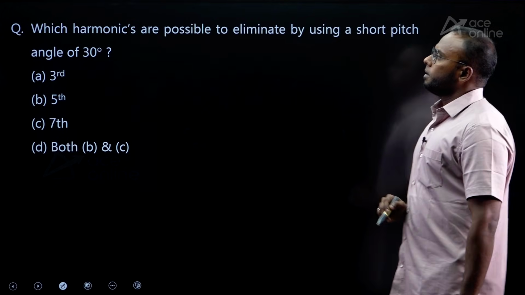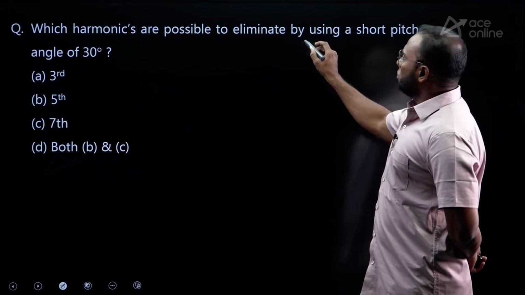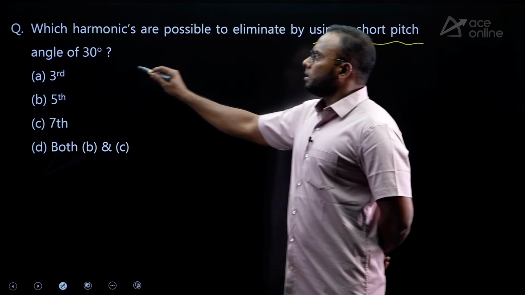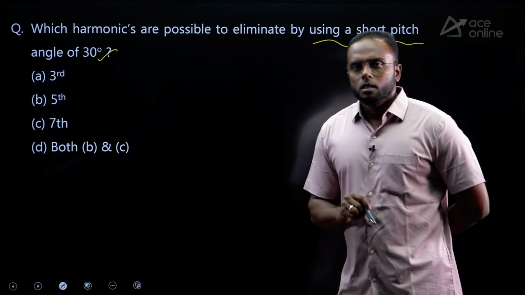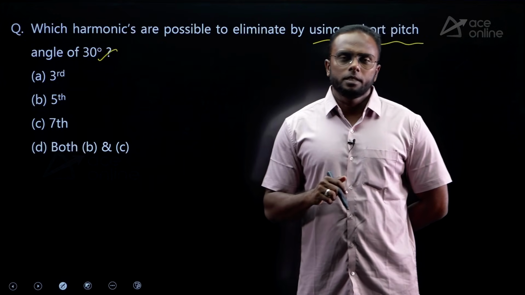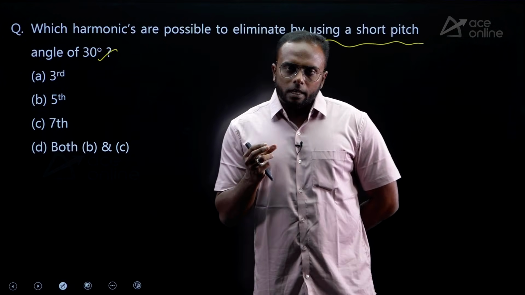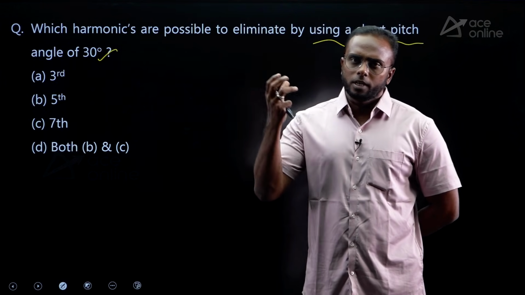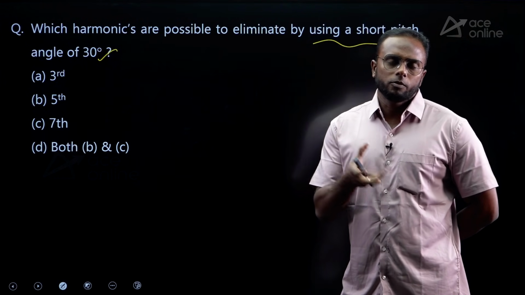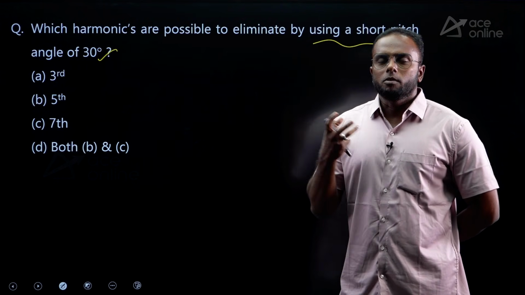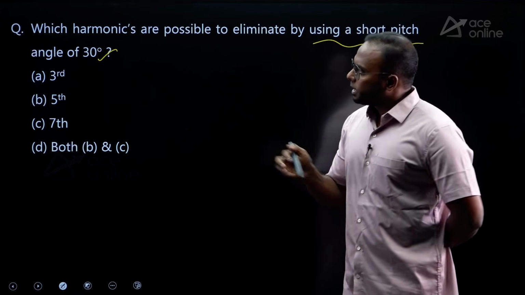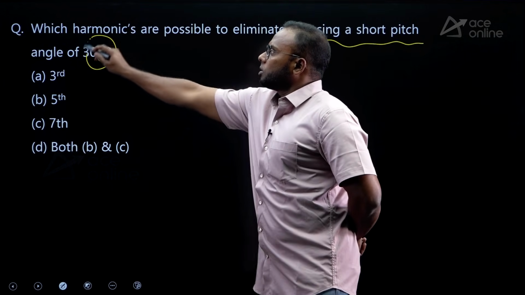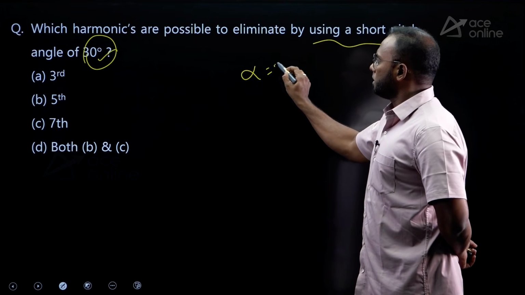Next, which harmonics are possible to eliminate by using a short pitch angle of 30 degrees? We have some related formulas. What is the short pitch angle to eliminate the 5th harmonic, or the 7th harmonic? The formula is 180 by n. For the 5th harmonic, 180 by 5. For the 7th harmonic, 180 by 7, and so on. But here they directly give an angle: the short pitch angle alpha equal to 30 degrees.